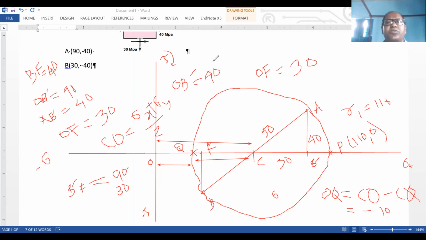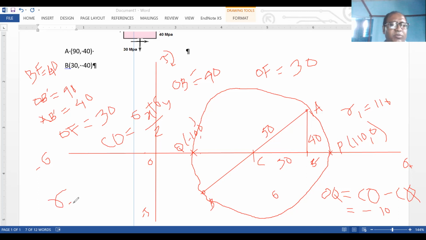Okay, so let me erase all the lines. So coordinate Q is coming minus 10, 0. That means I can say sigma 2 equals minus 10 megapascal.